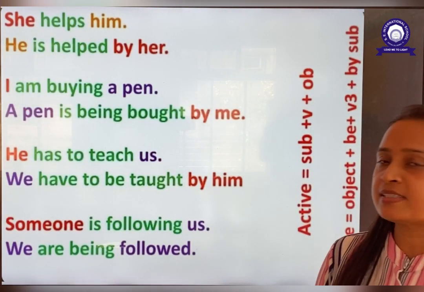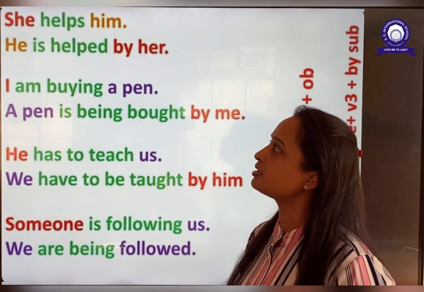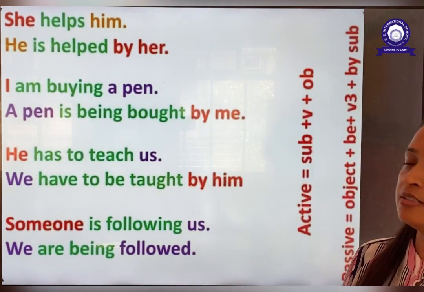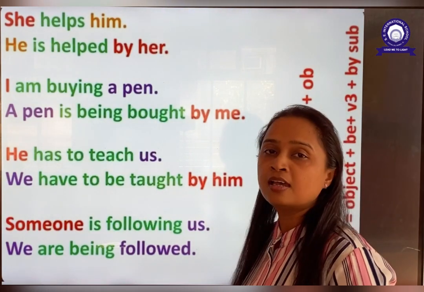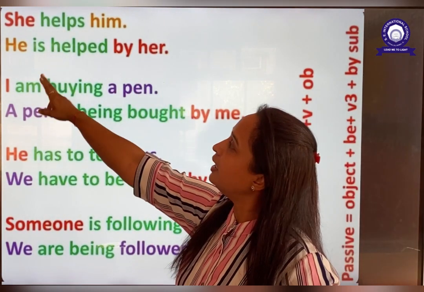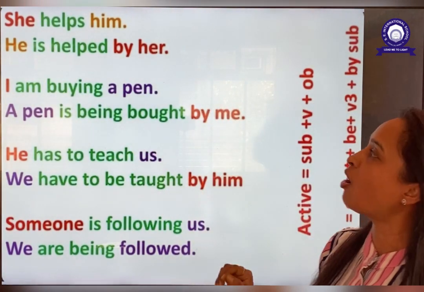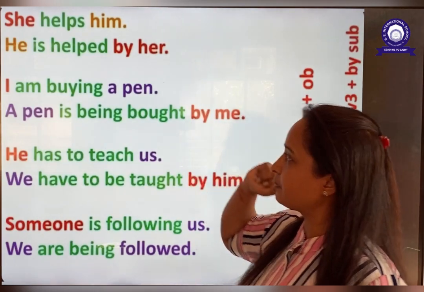Let us see a few more examples. She helps him. Here she is the subject, helps is the verb and him is the object. Here him becomes he. He is helped by her. This is the passive form of she helps him.